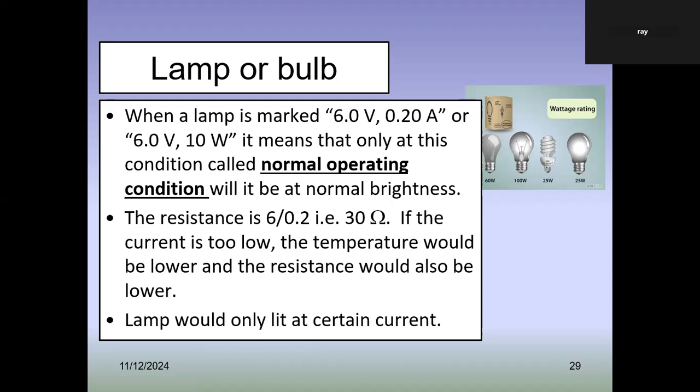Teacher, how about 10 watt? Either 10 watt or some bulbs will give you current, but usually it's given in watt. That means at least 10 watt. If you give it 6 volt, then it will give you 10 watt of energy. If it's less than 6 volt, then you won't get 10 watt. That means you won't get normal brightness.